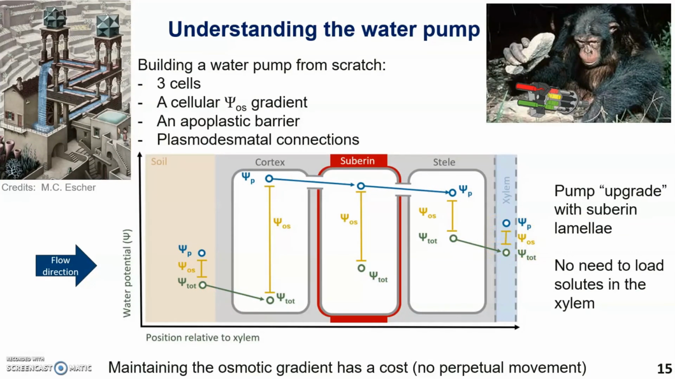So this solves the enigma of the uphill water flow, which comes with a cost because the root needs to maintain actively this gradient of osmotic potential across cells. We can also conclude that the regions of the root that are more mature and have suberin around their endodermis are able to pump more water.